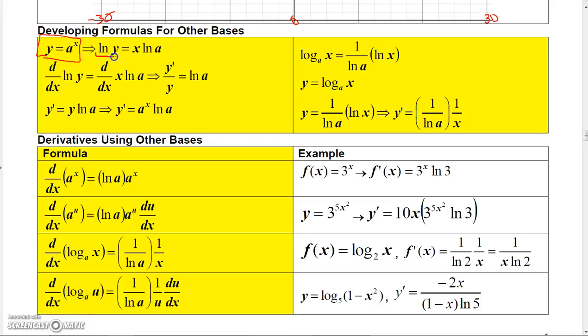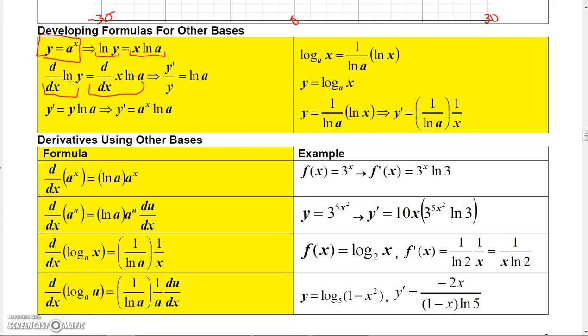But remember, there's a log property that says when we take the natural log of a to the x, that's x times the natural log of a. Now remember, natural log of a is just a constant, like any other number like 3 or 5, where a is a constant. So if you take the derivative of both sides with respect to x, you take the derivative of this side with respect to x, and then the derivative of this side with respect to x.